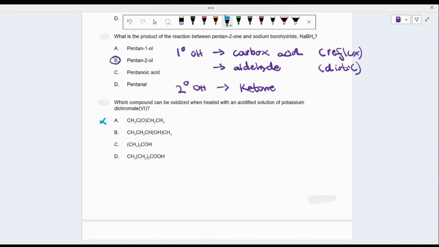It cannot be D, that's a carboxylic acid. B or C. We know that we get oxidation with primary OH, yes, secondary OH, yes, but tertiary, no. And this here is a tertiary alcohol. So it will be B.